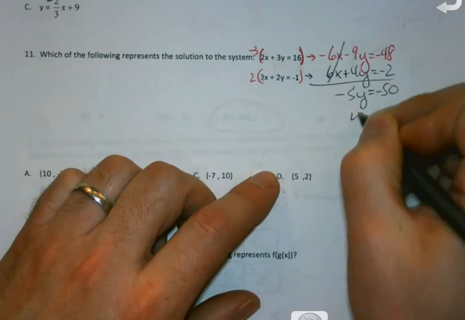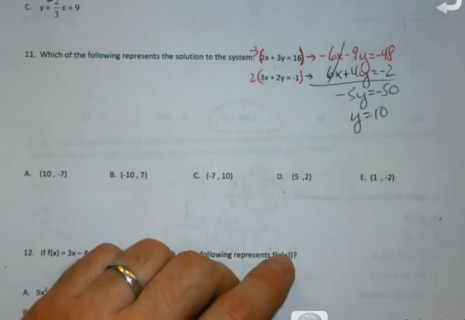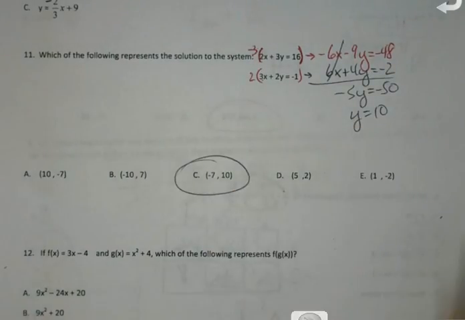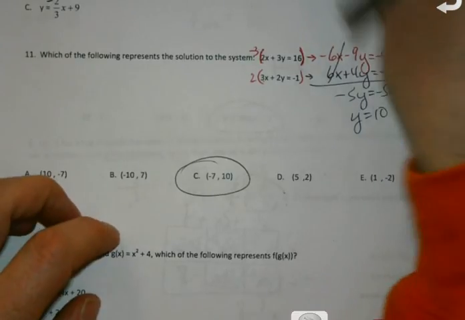divide by negative 5. Now this is where you become an ACT taking master. Look at your answers. How many answers have a y value of 10? One of them, C. Circle it and go on. You don't have to know x and y. Nobody's ever going to know.